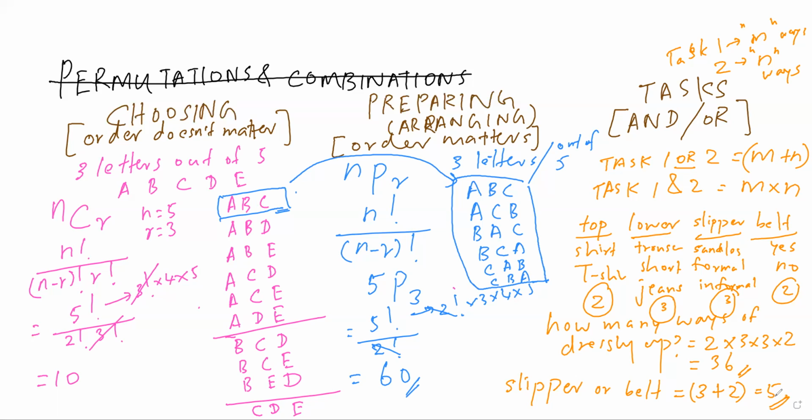When task 1 and 2, you have to multiply the number of elements, and when task 1 or 2, you have to add up. Okay, we'll be doing an example based on how many questions a student ticks out of what's given in the examination paper. Okay, wait for that.